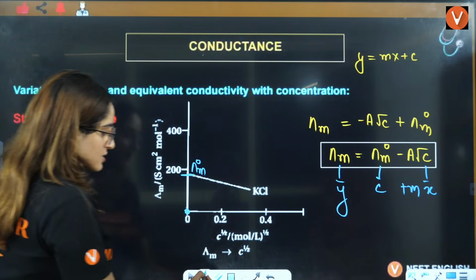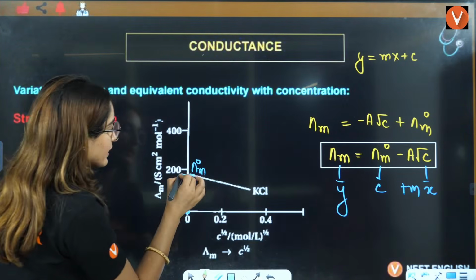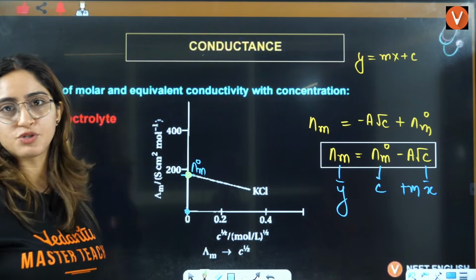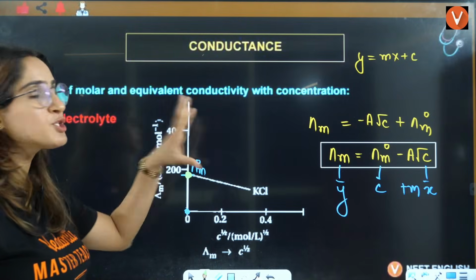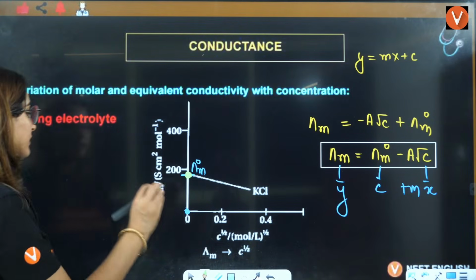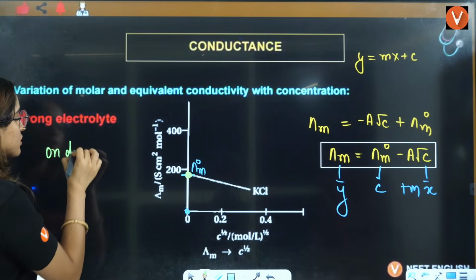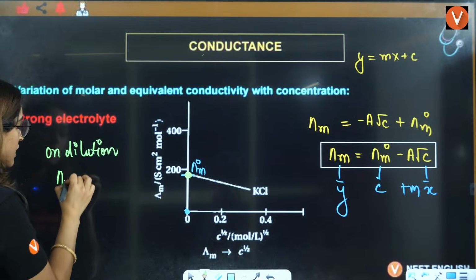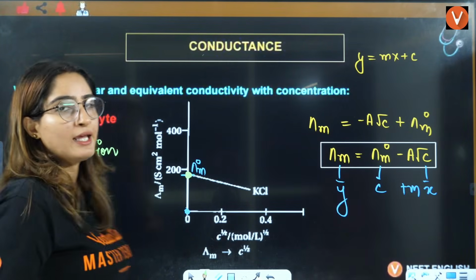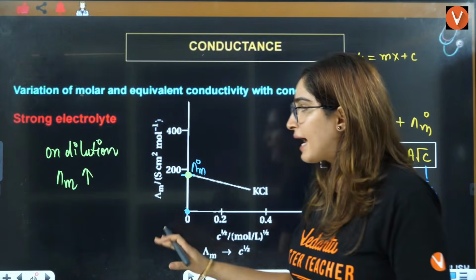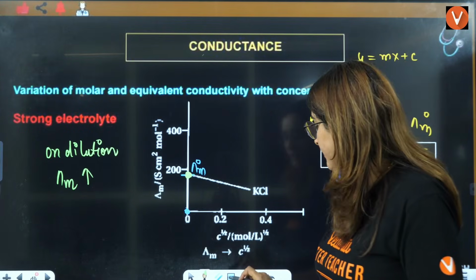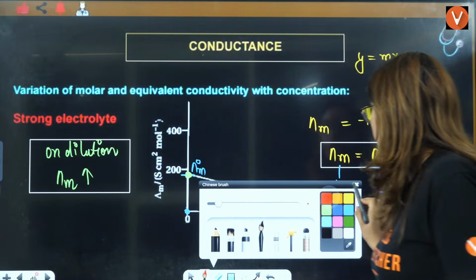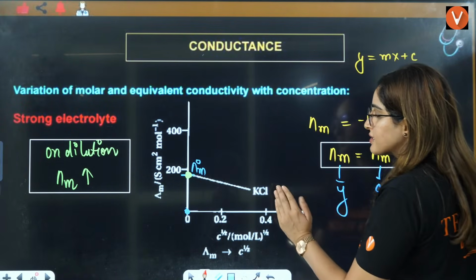So that means we can definitely find the limiting molar conductivity of the solution. Now, from this particular equation, can I say one thing, that on dilution, limiting molar conductivity increases? Can I say that, guys? On dilution, limiting molar conductivity increases, right? I'll tell you the reason behind that also. Now just see whether this conclusion is clear.